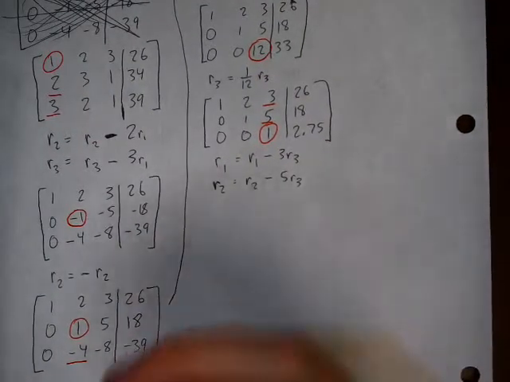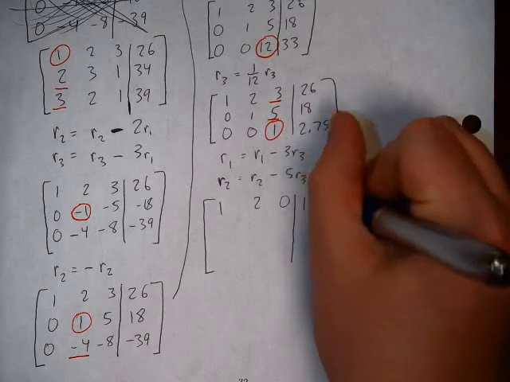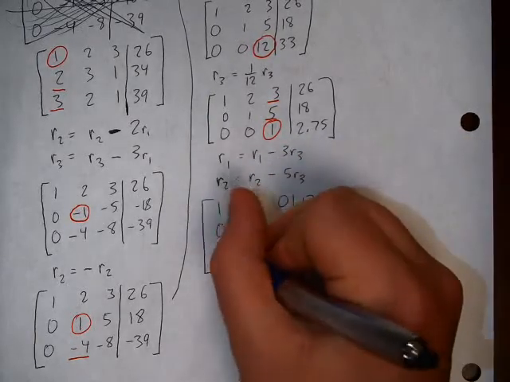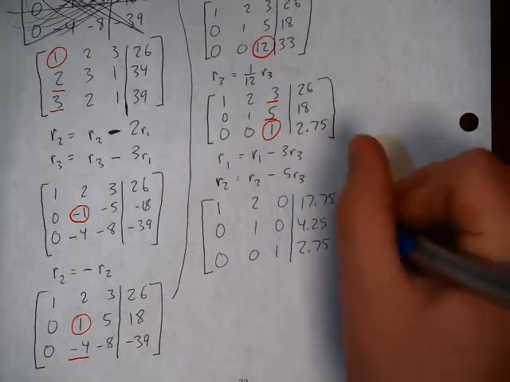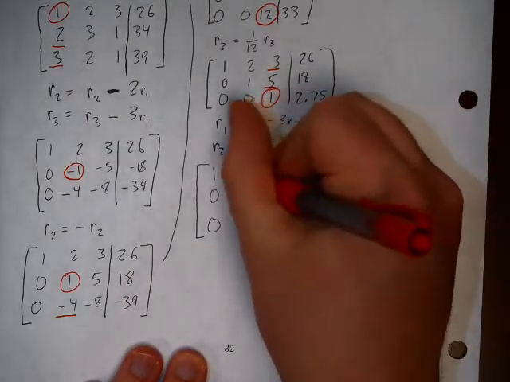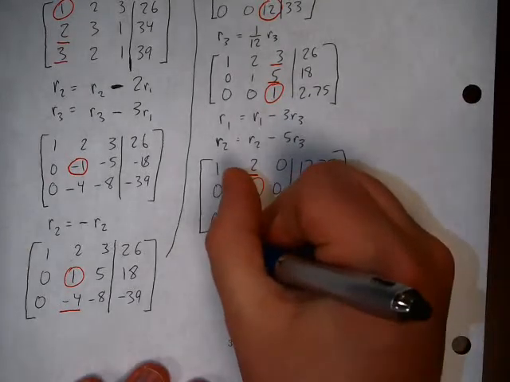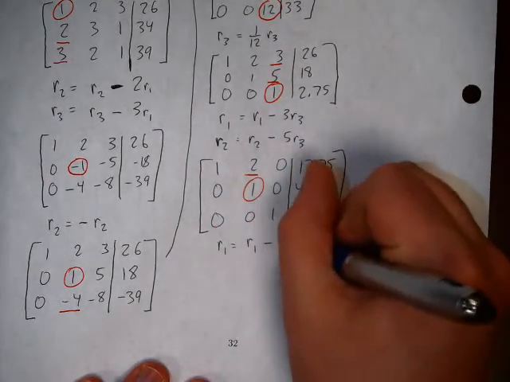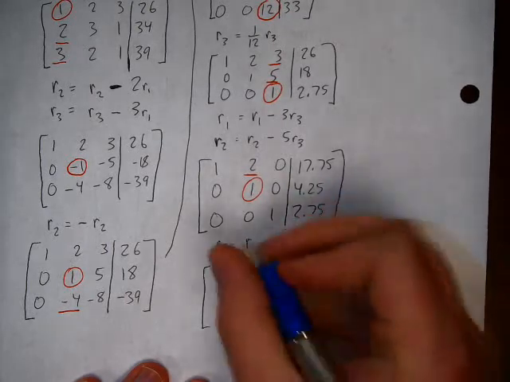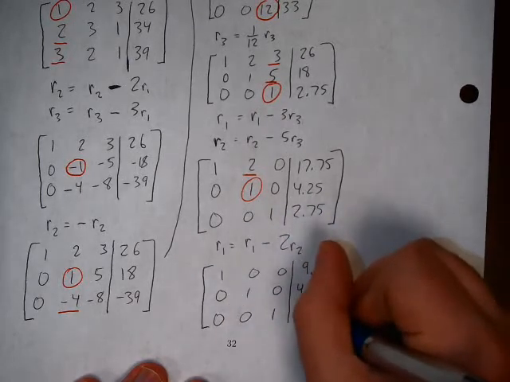And so when we do that, we end up with a matrix of 1, 2, 0, 17.75, 0, 1, 0, 4.25, and 0, 0, 1, 2.75. Okay, so we only have, I think, one more operation to do, and that's to take this 2 and turn it into a 0, so we can get reduced row echelon form. In order to do that, we'll get row 1 equals row 1 minus 2 row 2. We'll end up with 1, 0, 0, 9.25, 0, 1, 0, 4.25, and 0, 0, 1, 2.75.